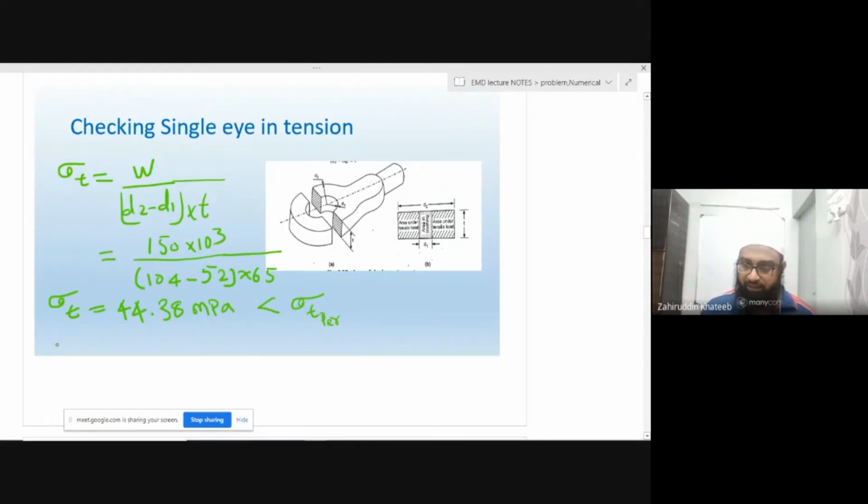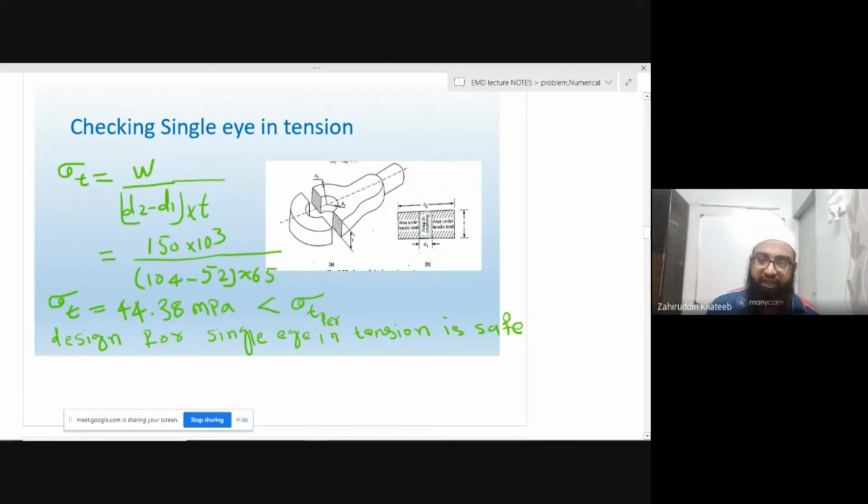Design for single eye in tension is safe. So, understood, all of you?